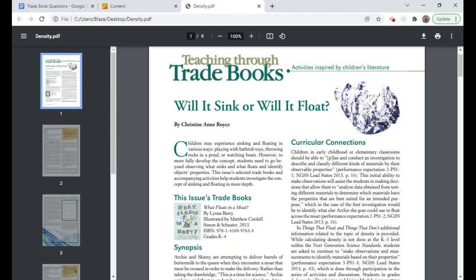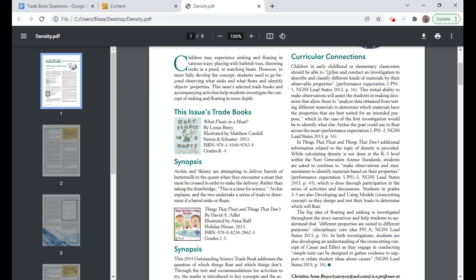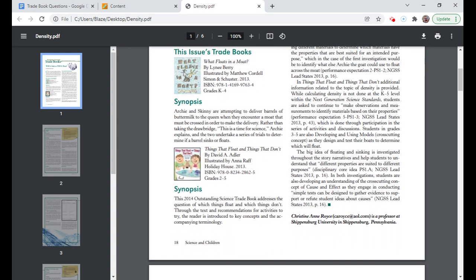The trade book that I chose revolved around the topic density. The lesson plan that I went with was Will It Sink or Will It Float by Christine Ann Royce. In this lesson plan, there were two different lesson plans for two different grade levels. There was K through 2nd and 3rd through 5th, and the lesson that I chose to go with was the K through 2nd. Each lesson revolved around a book. So the book that my lesson revolved around was What Floats in a Moat by Lean Berry, and this book was for the grade levels K through 4th.